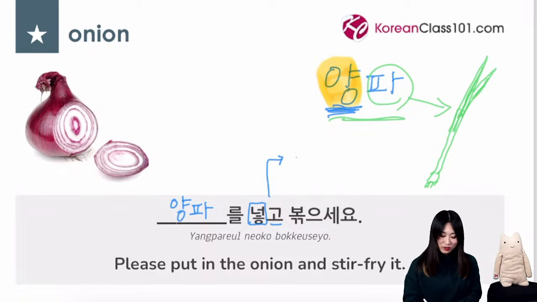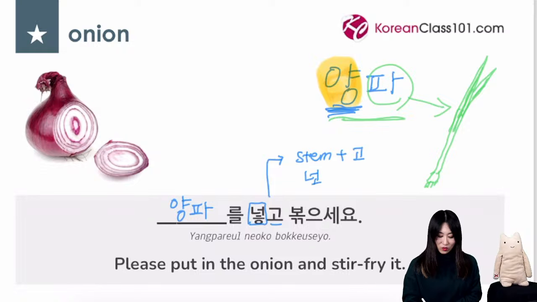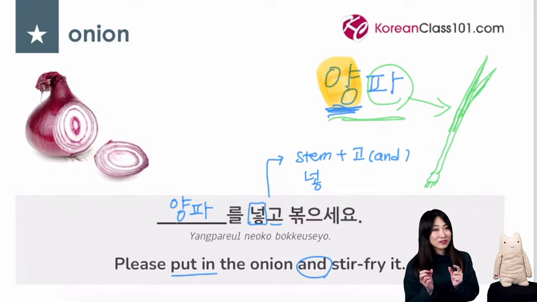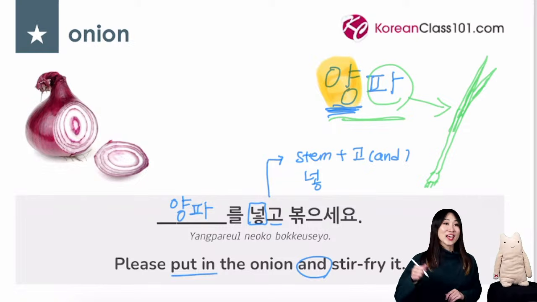This is such a useful conjugation. You use the verb stem or adjective stem plus 고, as in 넣고. So 고 means and. So 넣고 means put in and. In English, you just use and separately, but in Korean, when you want to use and, we need to conjugate it with the verb or adjective. Korean grammar. So 양파를 넣고 볶으세요. 볶다 means stir fry. And 으세요 is a very polite way to say please do. So maybe this is a cooking school or a cooking channel, saying, to cook this food, please put in the onion first and stir fry it. 양파를 넣고 볶으세요. Okay, great.